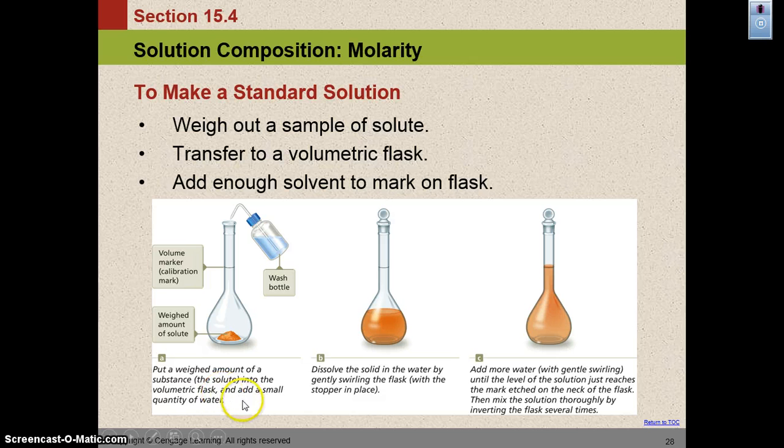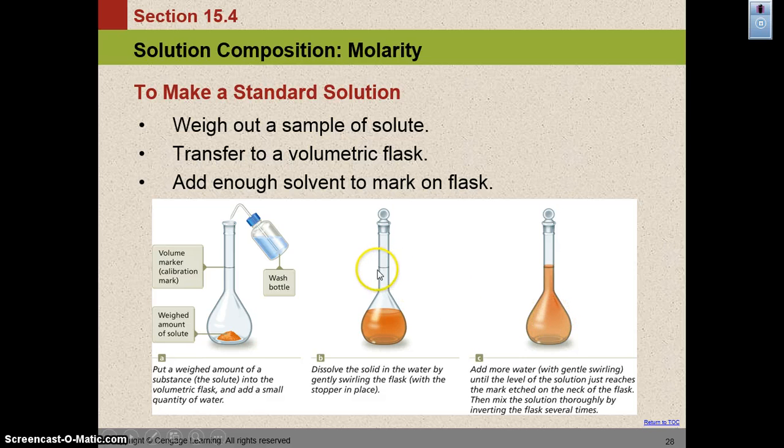I put a weighed amount of the substance into the flask, add a little bit of water, dissolve it, gently swirl it, maybe put a stopper in it to swirl it, and then go ahead and fill it up to the line that's going to take it up to the volume I'm looking for, that was particularly marked for, and then I have that particular solution prepared, usually 500 milliliters of that solution, depending on the size of the volumetric flask.